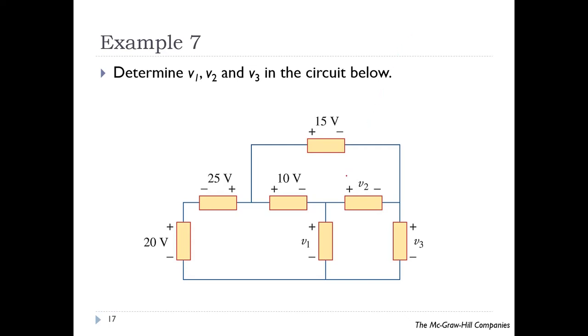Find V1, V2 and V3. So for V1, let's first draw the arrow. Okay, for V1, if you write the equation, we start with 20 volt, you will see negative first, minus 20, minus 25, plus 10, plus V1 equals 0. So V1 is 35 volt.